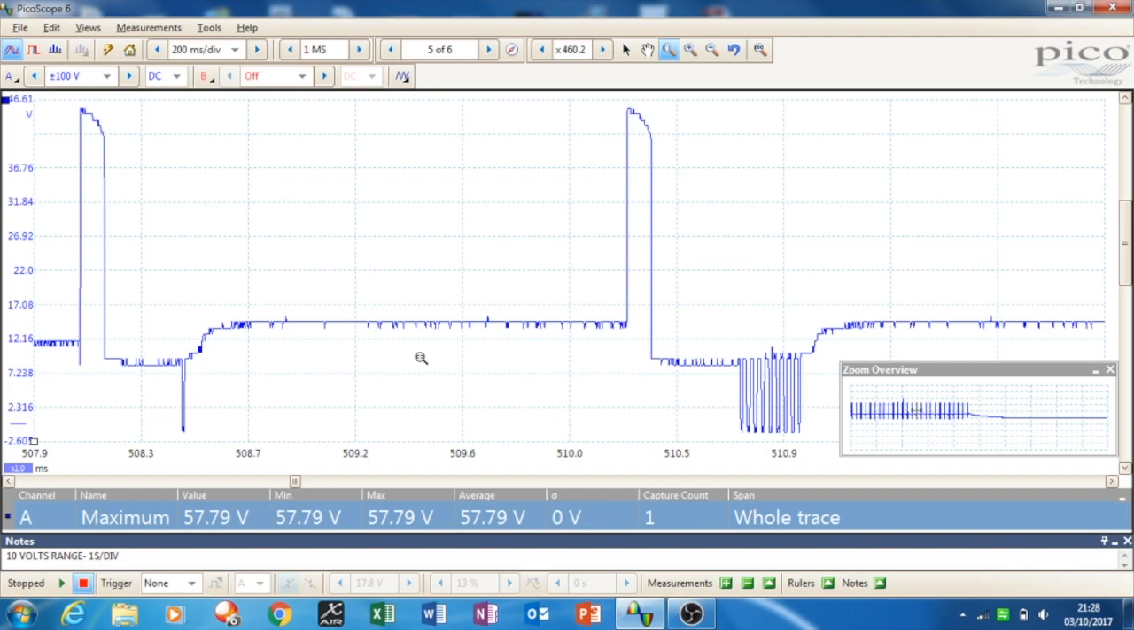But anyway, that's a Picoscope looking at a diesel injector pulse. Cheers.